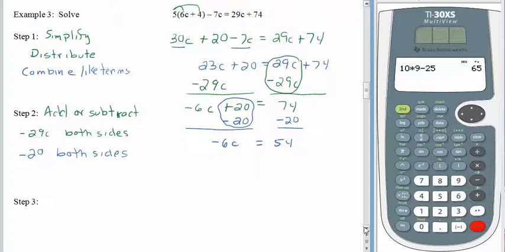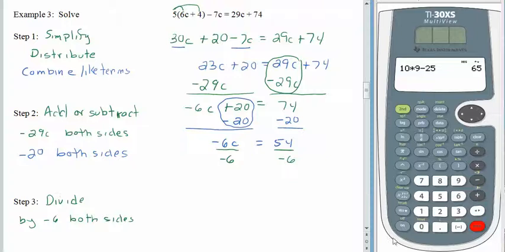All right, step number 3. You know where we're at now, don't you? We're ready to divide. What should we divide by? The coefficient on the variable term. We want that c all by itself. So we divide by negative 6. And of course we do that on both sides.